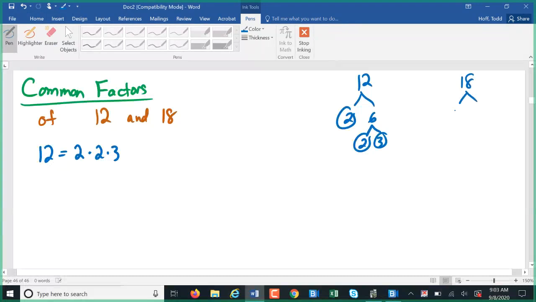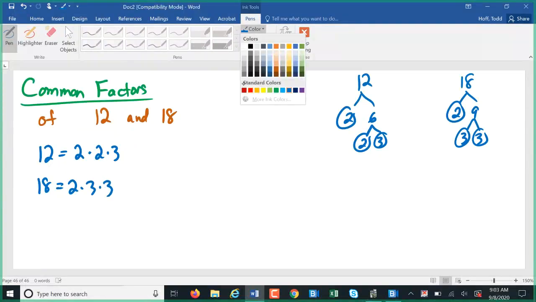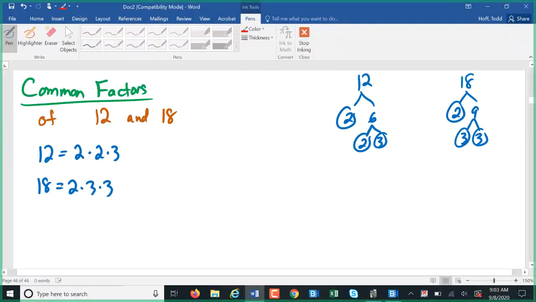18, it's even, so it's divisible by 2, leaving me with 9. 9 is divisible by 3, leaving me with 3. So 18 is 2 times 3 times 3. 12 and 18 have several common factors. They both have 2's. They both have 3's. They actually have larger factors that are not prime, like 6. I guess 6 is the only larger one.